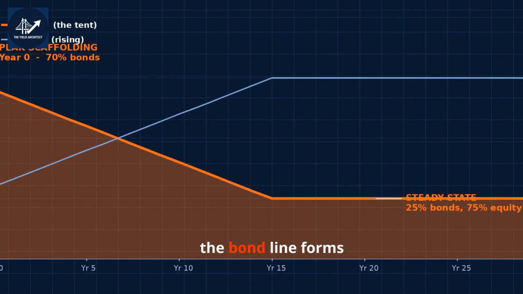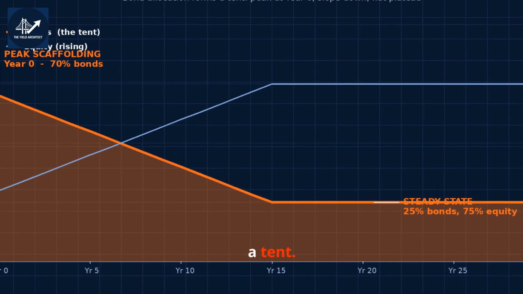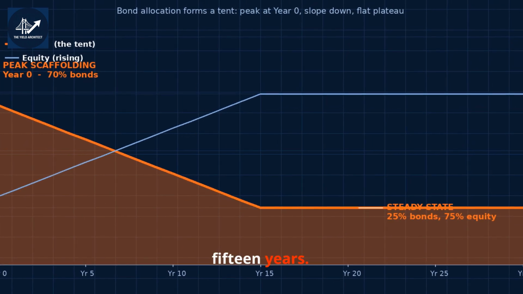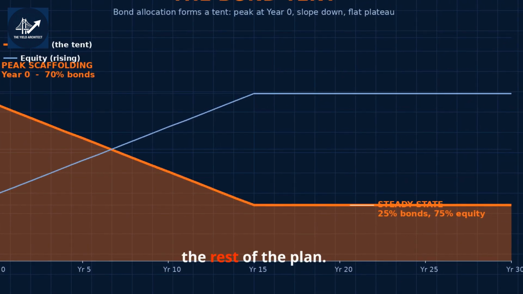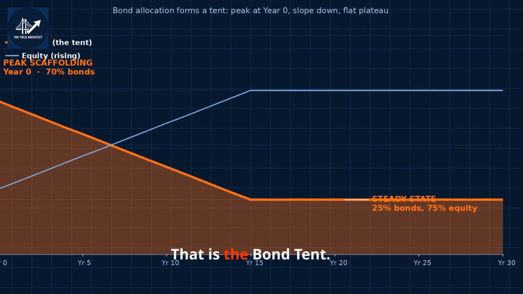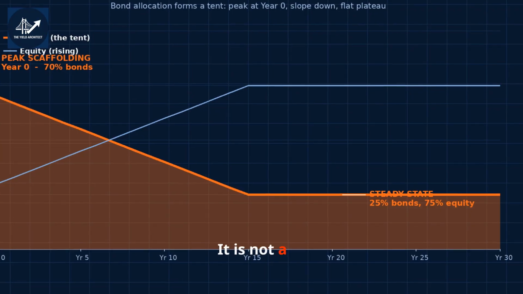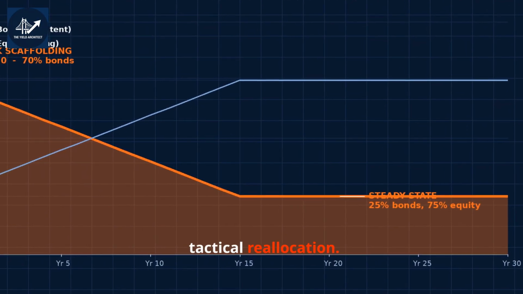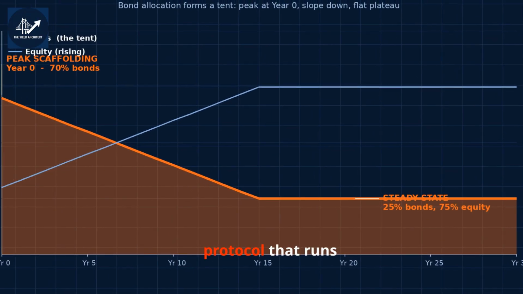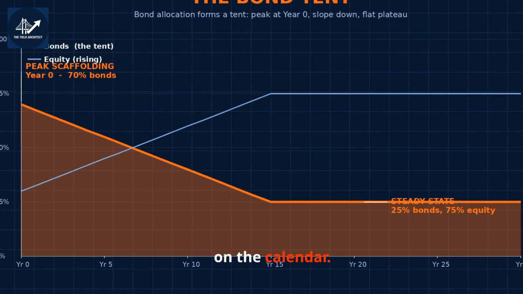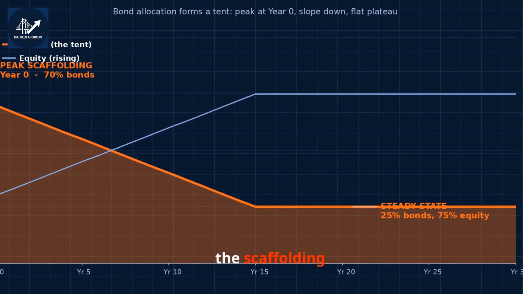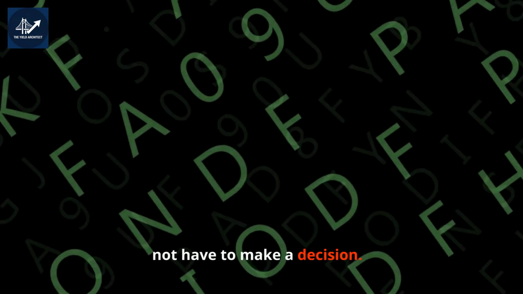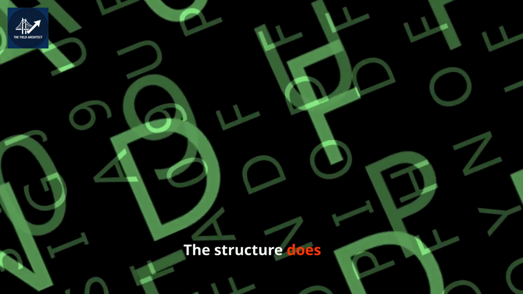Plotted on a chart, the bond line forms a tent, a peak at year 0, a slope down for 15 years, a flat shelf for the rest of the plan. That is the bond tent. It is not a market timing strategy. It is not a tactical reallocation. It is a structural protocol that runs on the calendar. Year by year, the scaffolding comes down on schedule. The retiree does not have to make a decision. The structure does the work.